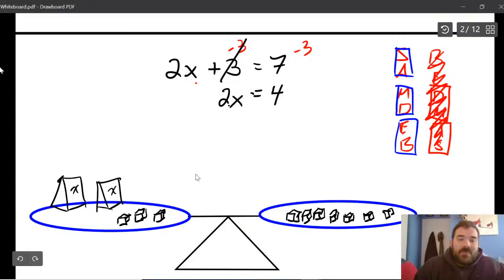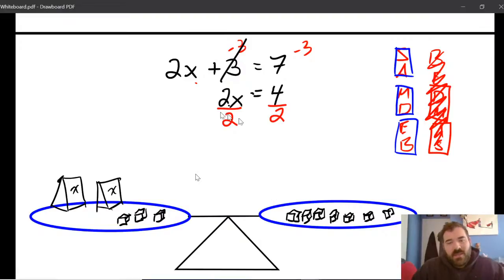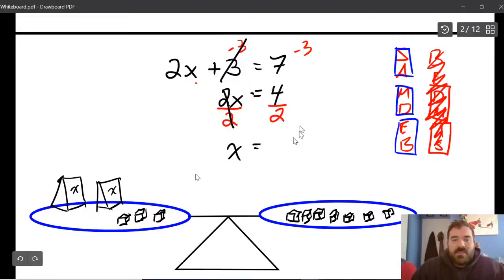I have one more step now. I still have this x being multiplied by 2. What's the opposite of multiplying by 2? Dividing by 2. I also have to do that to the right side, because whatever I do on the left side, I also have to do to the right side. 2 divided by 2 is just 1, so that's 1x is equal to 4 divided by 2 is 2. So what's in each bag? 2 cubes in each single bag.